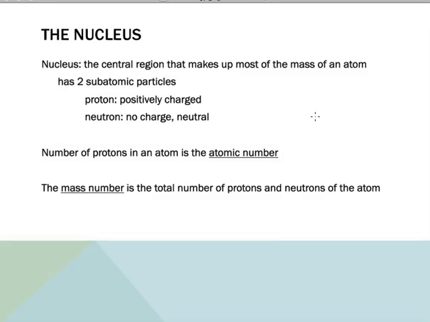So, like I just said, the nucleus, it's in the middle. It's the central region that makes up most of the mass of an atom. And it has two subatomic particles, the proton and the neutron. The protons are positively charged. Positive proton. The neutrons have no charge. So think neutral, neutron. So no charge. The number of protons in an atom is the atomic number. And the mass number is the total number of protons and neutrons of the atom.